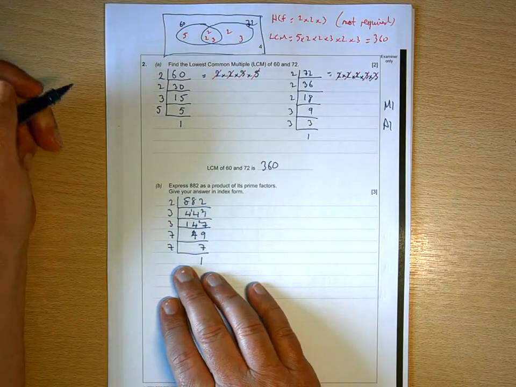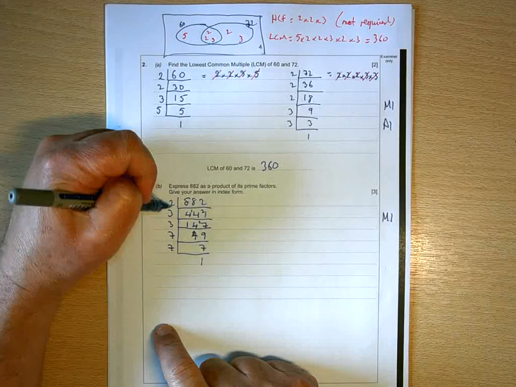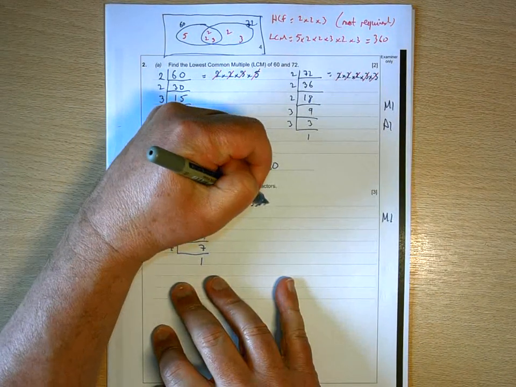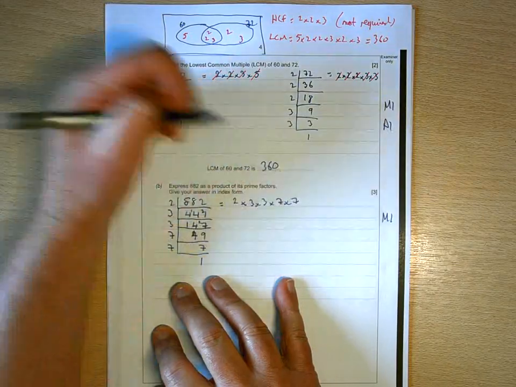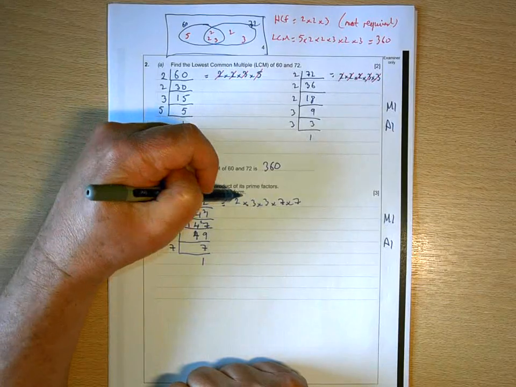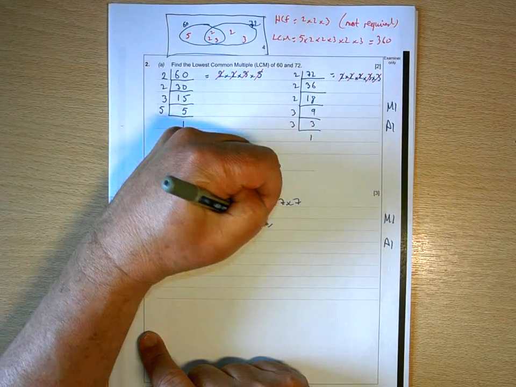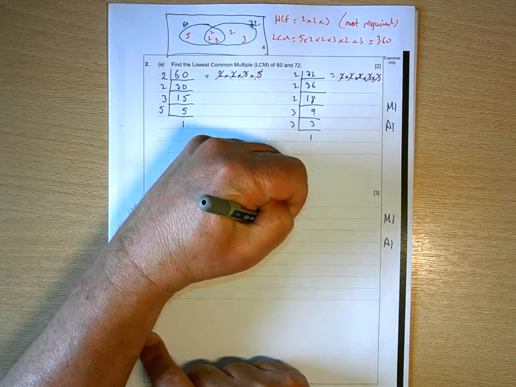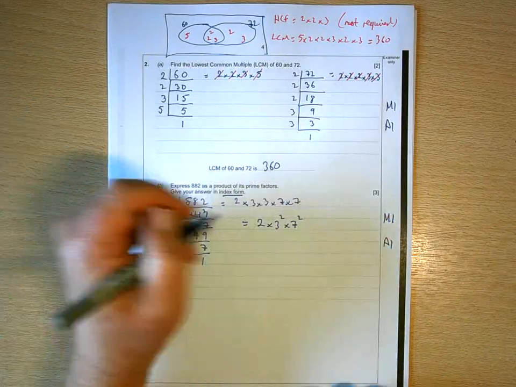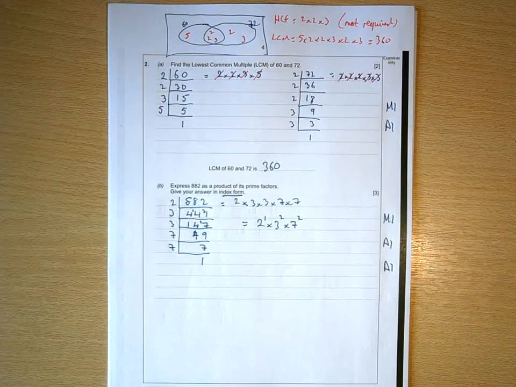Stop. So that's your method. If you just wrote 882 equals 2 times 3 times 3 times 7 times 7, that would get you a mark, but it wouldn't get you the final mark because the instruction here is in index form, which will be 2 times 3 squared times 7 squared. You could put 2 to the power of 1. That would be just as correct.